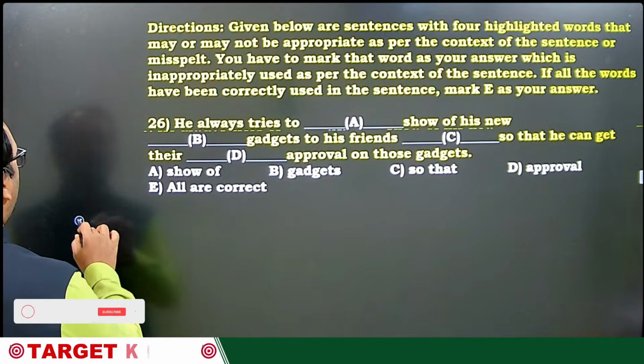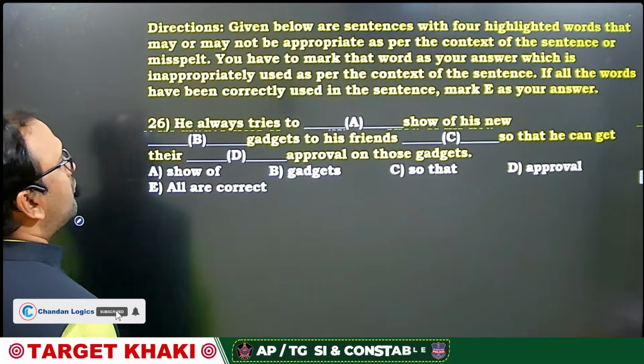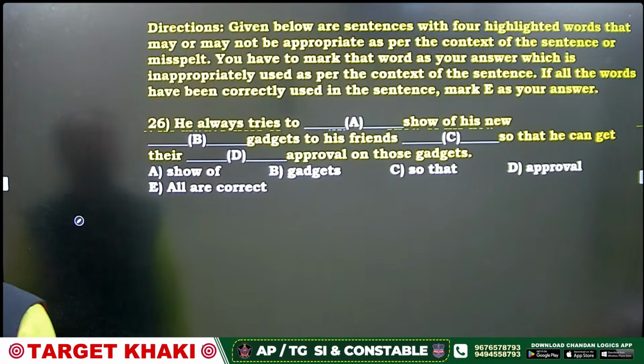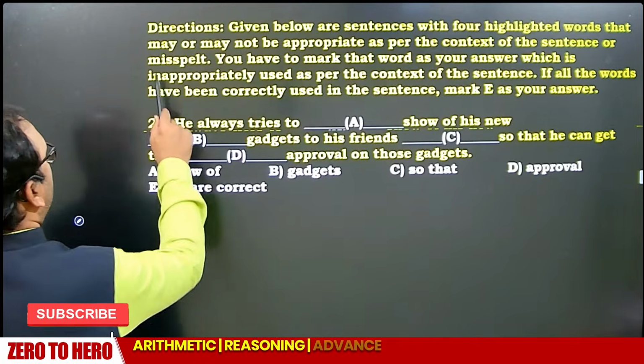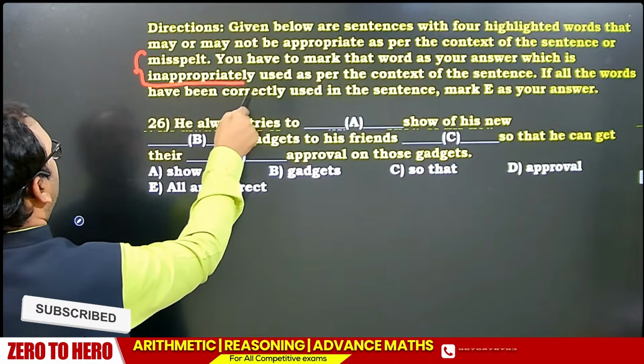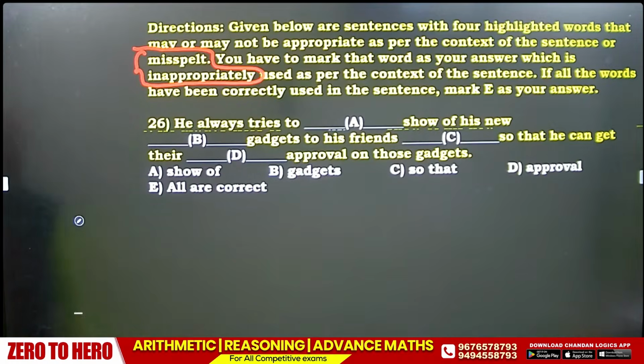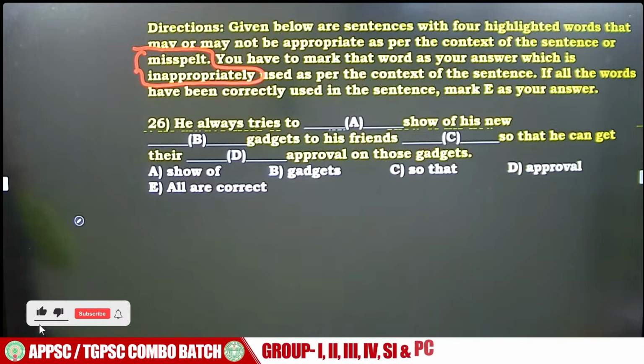What is this now? Four words are highlighted and you have to mark the word which is inappropriate. It's misspelt or inappropriate. One word is wrong. Identify that one word, dear.